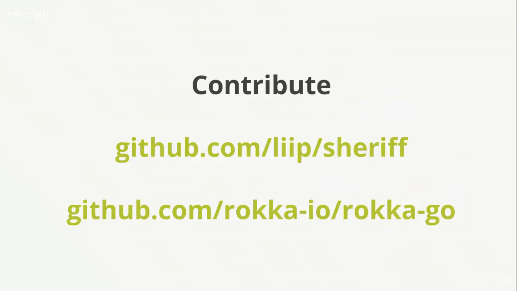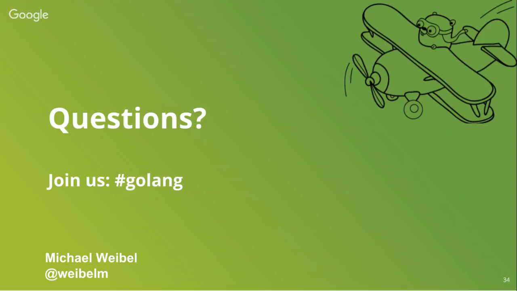Now, if you want to get started, there are two repositories where you could contribute. One is Sheriff, which is a marshaller similar to JMS serializer, for example. And there's a brand new library for Rocka written in Go, which needs some contributions in order to make it complete. That's it. Join us in the Golang channel for questions.